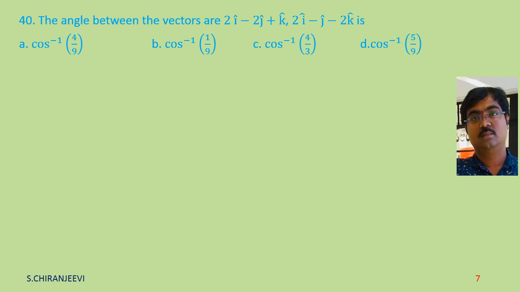cos inverse 4 by 9, cos inverse 1 by 9, cos inverse 4 by 3, cos inverse 5 by 9. So cos theta is A dot B divided by magnitude A into magnitude B. So A dot B will become 2 into 2 is 4, minus 2 into minus 1 is plus 2, plus 1 into minus 2 is minus 2, divided by magnitude A is 3 and magnitude B is 3. So which is 4 by 9. So theta is cos inverse 4 by 9. Option E.